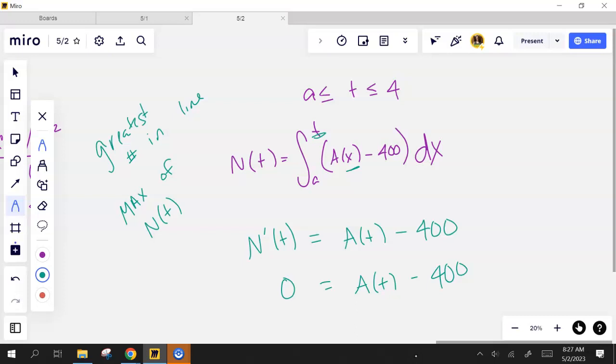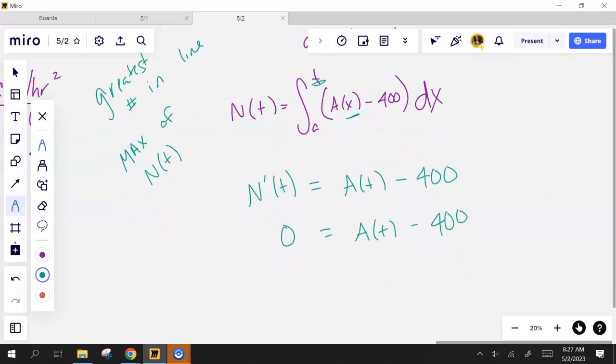This is a calculator problem. Don't forget this is a calculator problem. So you can do one of two things. You can graph this, find where it crosses the x-axis. You can add the 400 and find where the function equals 400, but any of those, I would definitely use my calculator to find those values. So if you do, what do you get for t?